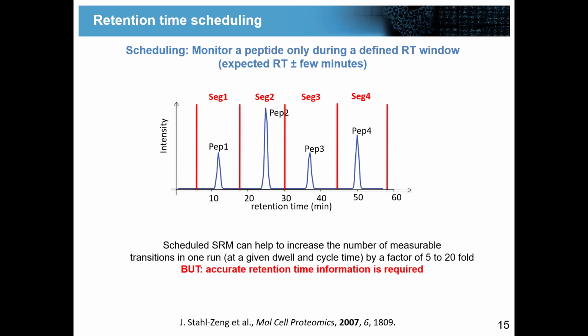This retention time scheduling is really cool because it helps you to increase the number of measurable transitions in one run. So you can put not just 100 or 200 transitions, but 1,000. It can also help you to improve dwell time and cycle time. Give longer dwell times to certain transitions, make your cycle time faster. But in order to do exactly this type of retention time scheduling, you need to know where your peptides elute. And they need to elute there reproducibly. Because if you're acquiring the transitions in the wrong window, the data is lost or not useful.